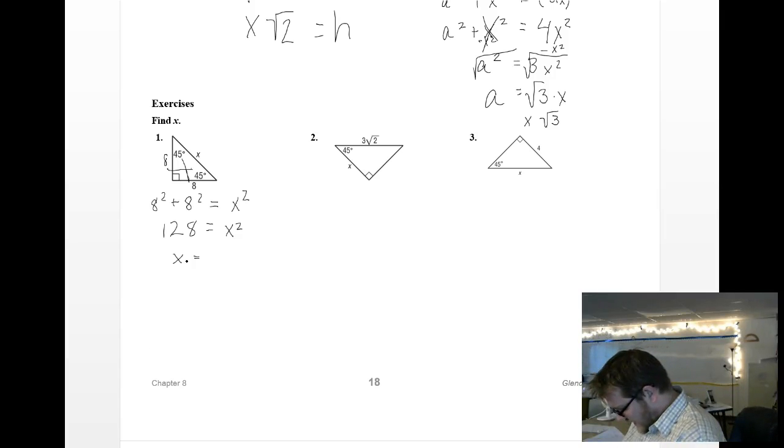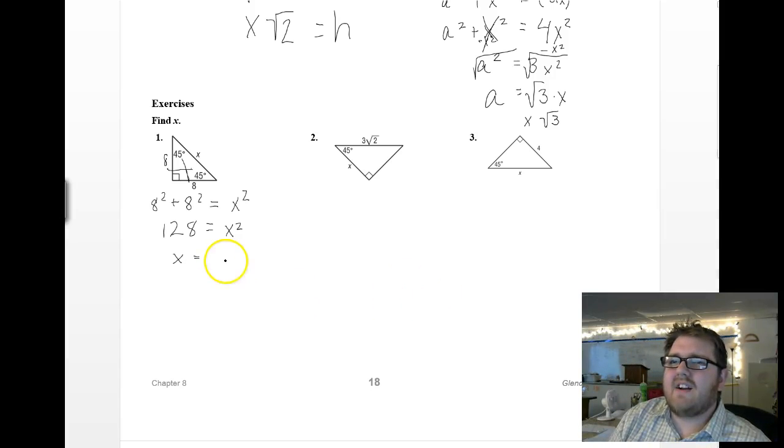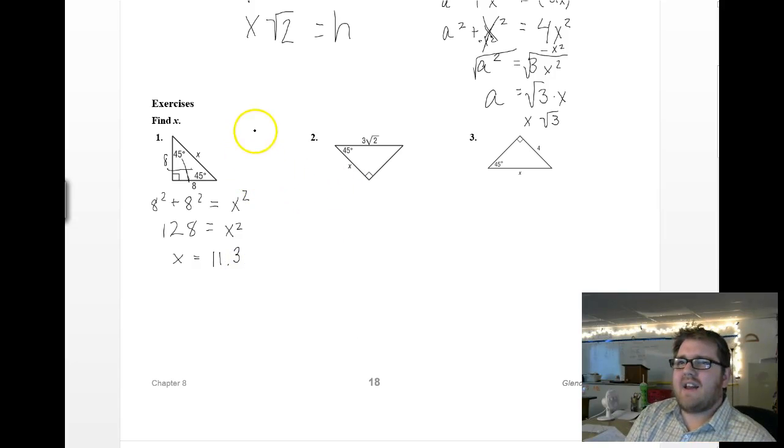Square root of 128. What is it? 11.3. Good. So we're going to put x is 11.3. So that's how we'd find it using the Pythagorean Theorem. But hopefully this is a shortcut, we can kind of see how these are related.